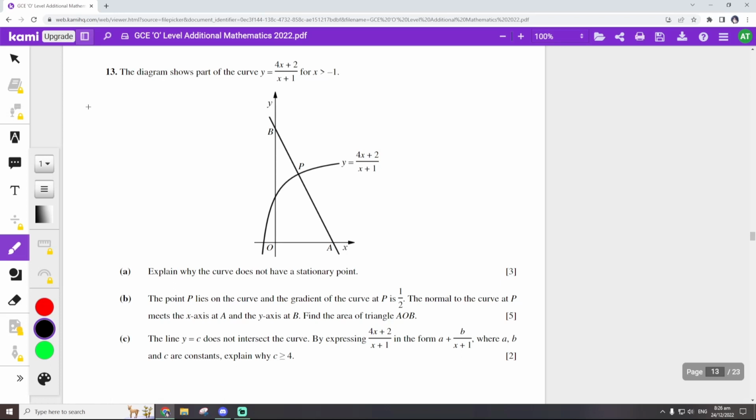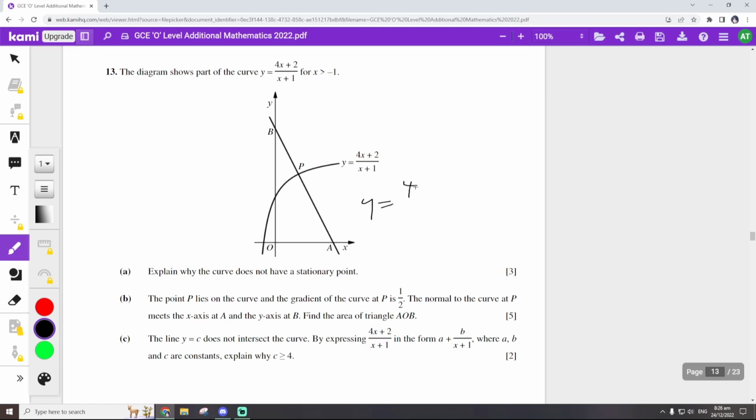And this is the last question. We have this curve here. Explain why the curve does not have a stationary point. Okay, so of course we can find dy dx. We can express 4x plus 2 in this form. And in fact, I would actually do this first, because it makes things easier.